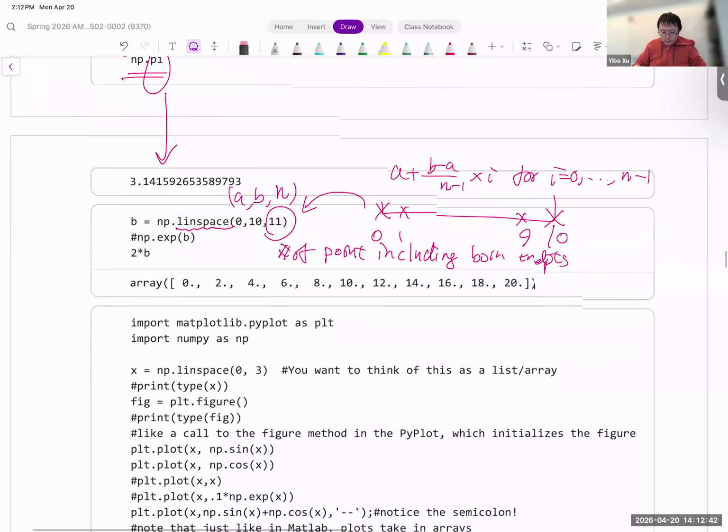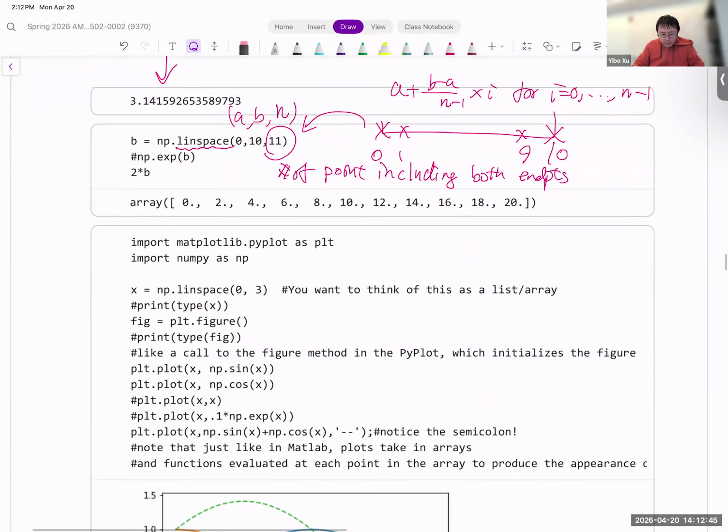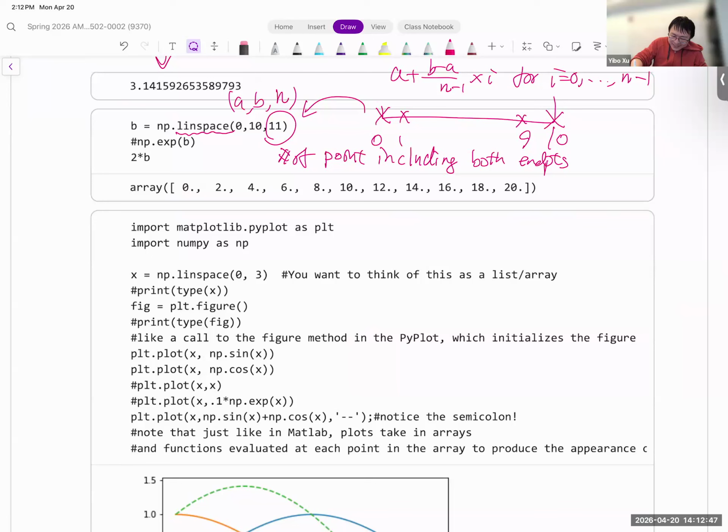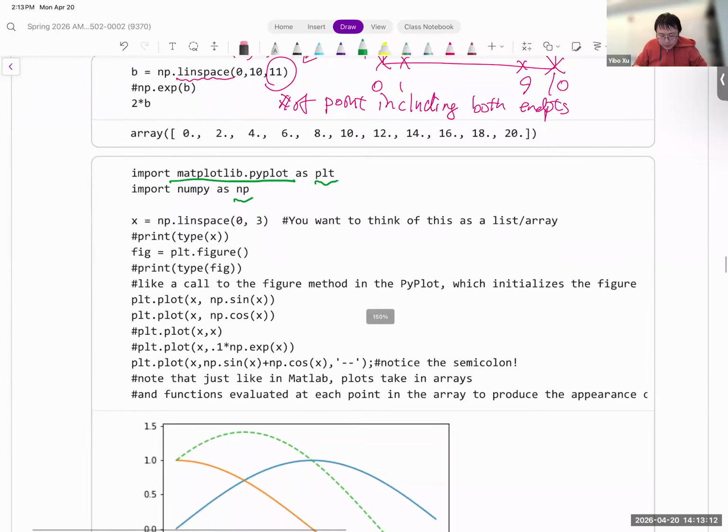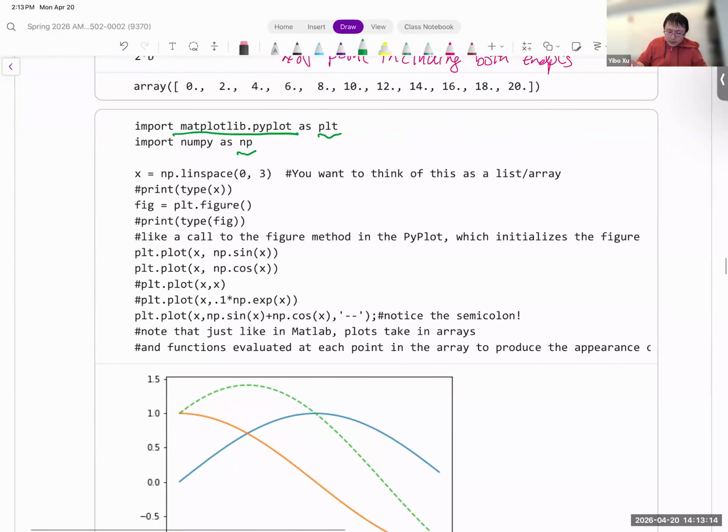So just be careful here. Okay, so these lines are already here. If you look at the import of matplotlib pyplot, this is a package with a really long syntax name. So here we imported this as plt and NumPy as np. These are the nicknames, so that will be shorthand for your typing.